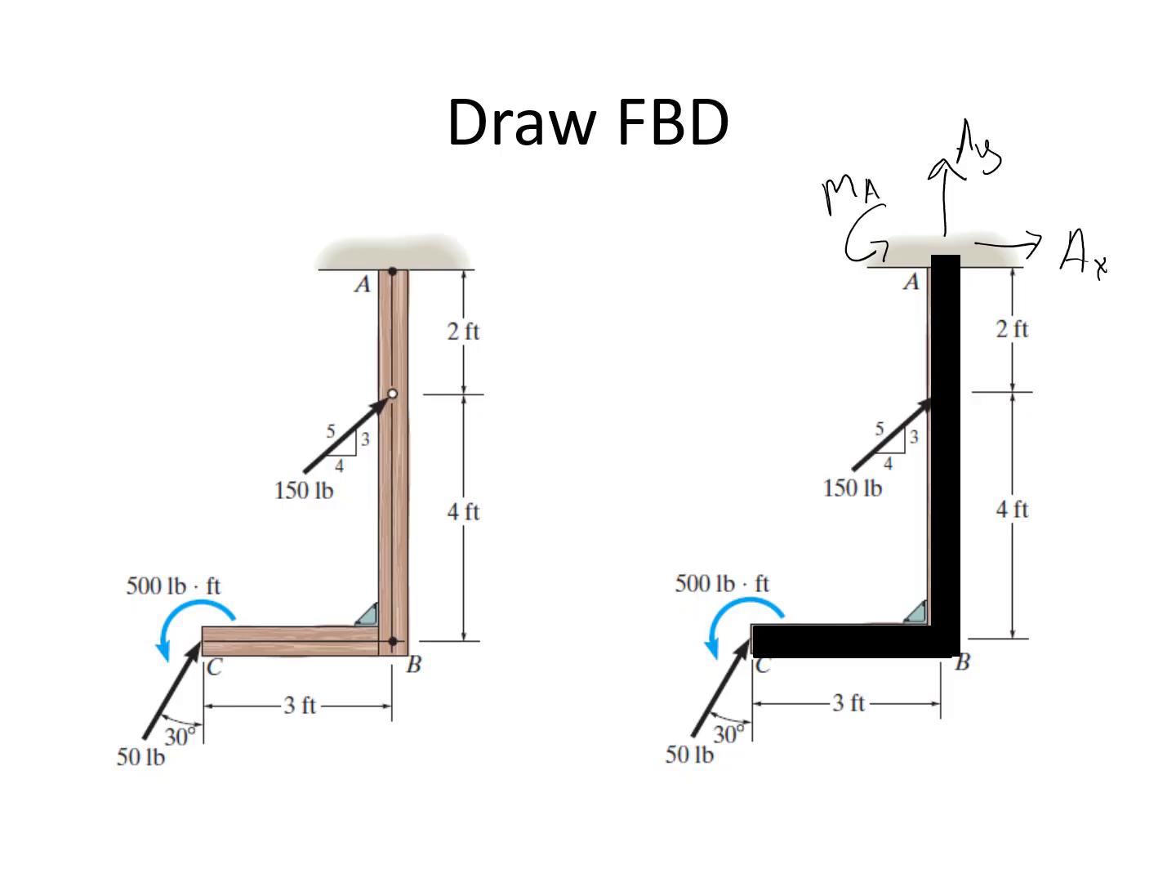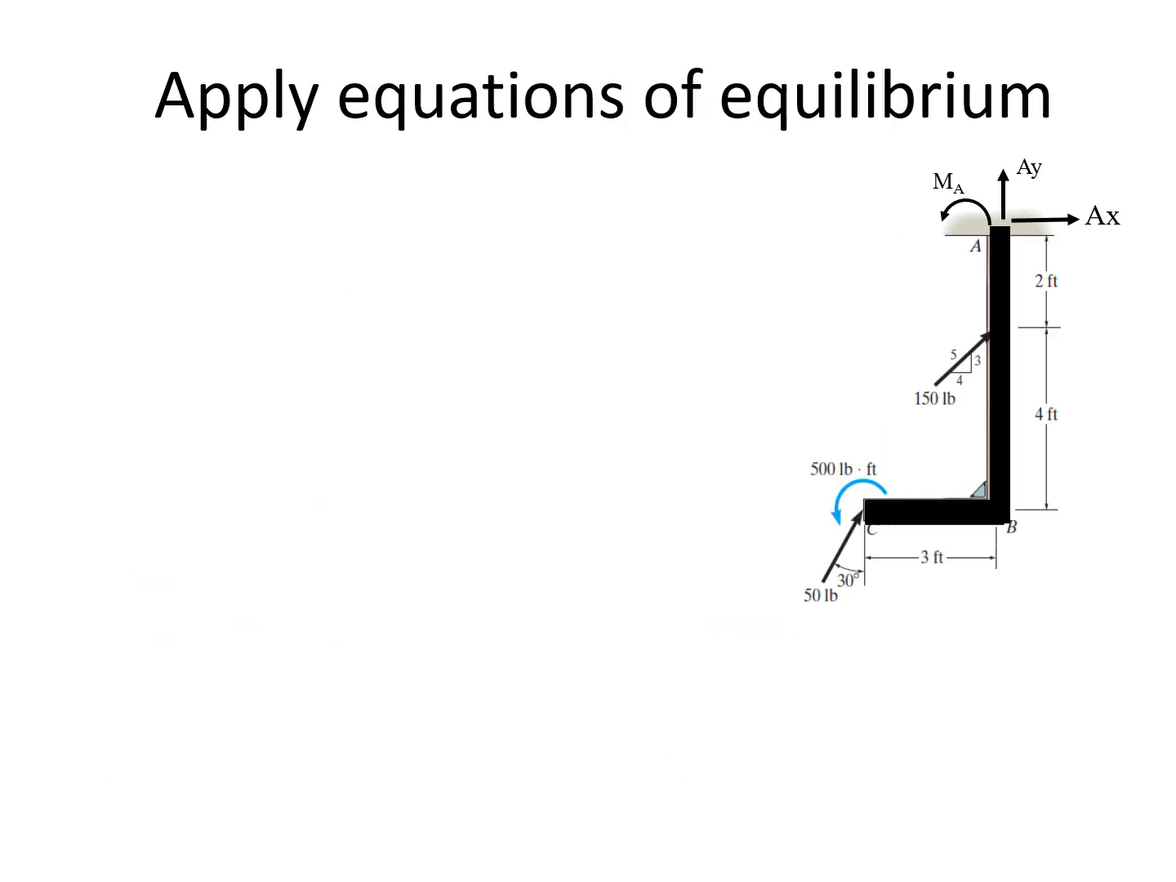If you don't get the free body diagram correct, then you're going to have trouble with the problem because you won't be solving for the correct reactions. But once you have the free body diagram, then we just use the equations of equilibrium again. So I can do the sum of the forces in the x direction is equal to 0, and I have AX, right, if this is positive XY.